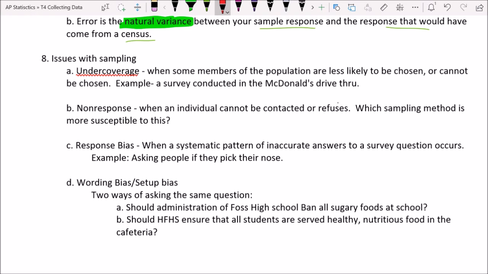Another one is non-response. Okay, and that's where there's individuals that you chose with your randomization method, and they either cannot be contacted for some reason, or they refuse. This is a big problem now with sampling done by phone.